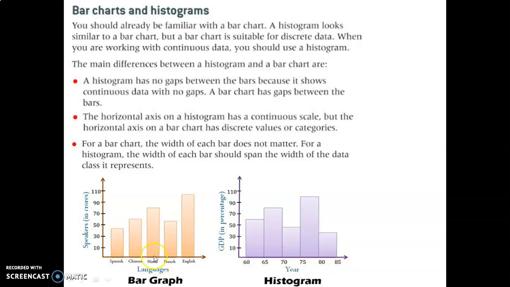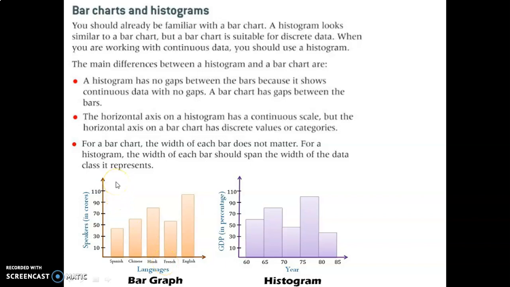Whereas a bar chart does not have to represent continuous data. So you can see here, it's presenting actually qualitative data, and there's just a bar above each of these qualitative categories, and they would not be connected. It's not continuous. Okay, next, the horizontal axis on a histogram has a continuous scale. Well, that's what we just talked about. But the horizontal axis in the bar chart has discrete values, or categories. We can see that here.